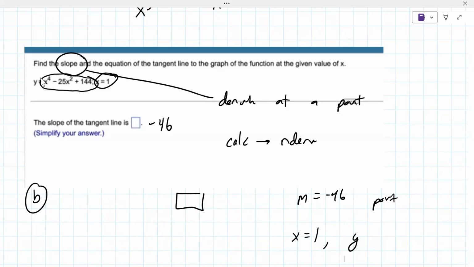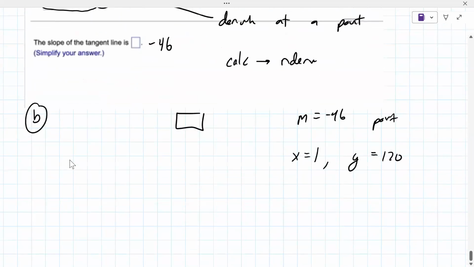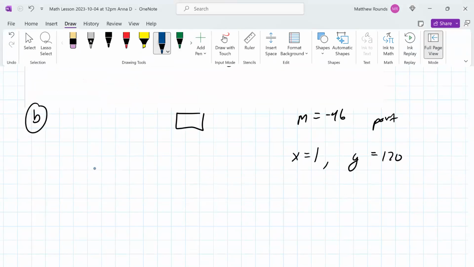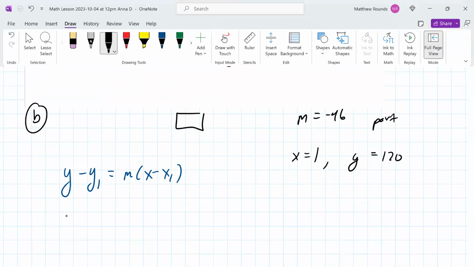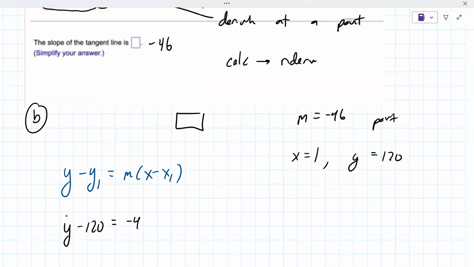I'm going to put it in my calculator. Y equals 120. Okay. Now, the equation of the tangent line, just like we did before, you'll have to remember this. Lots and lots to remember. Y minus 120 equals negative 46. Oh yeah, negative 46.